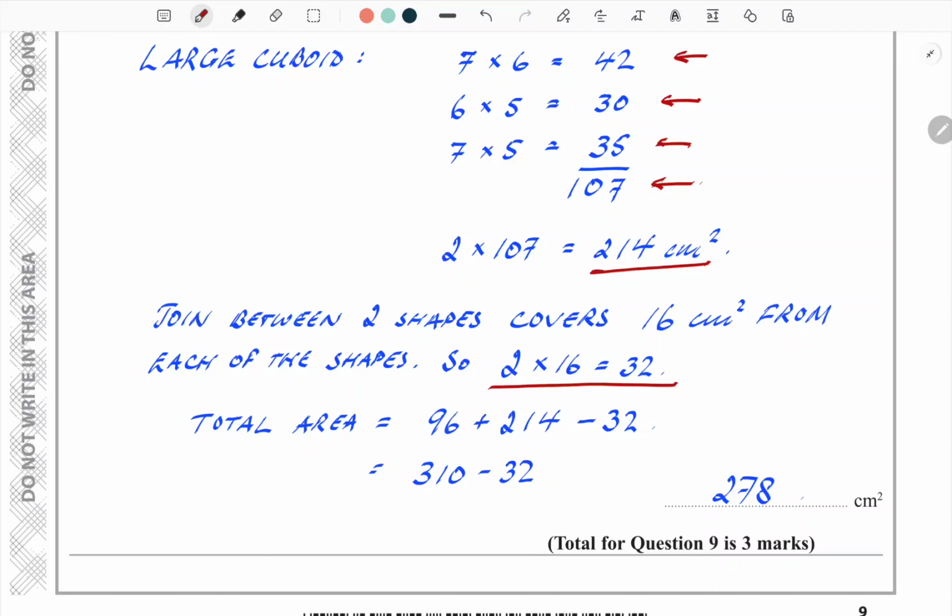So the total separate areas would be 96 plus 214. That's 310. Minus the 32. So there's 16 that's covered on the cube and 16 that's covered on the cuboid. So you can actually reduce the exposed surface area by 32. All right. And so the answer comes out to be 278. There we go. All right.